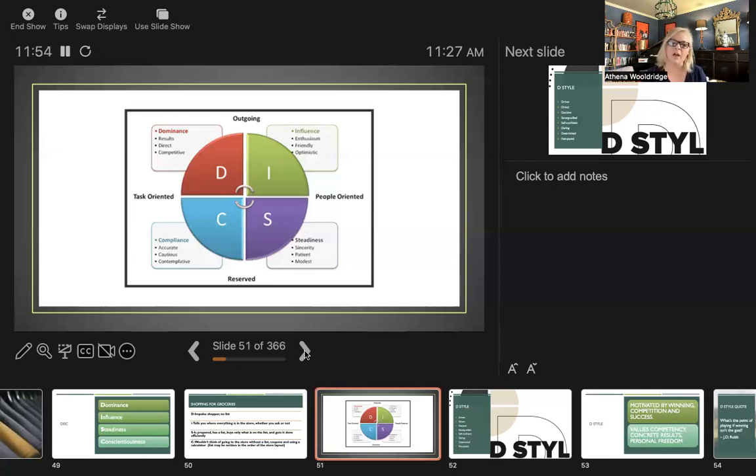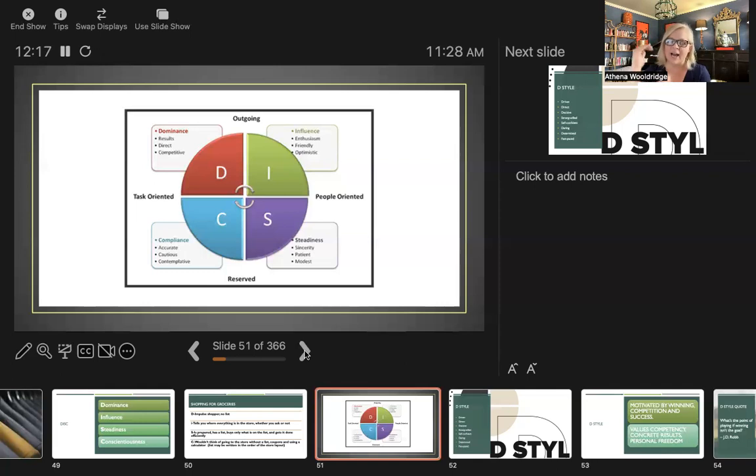Okay. So what if I am a C and an S? This says reserved. I don't know that I necessarily agree with that. I think these are just really solid, loyal people who make very fair, equitable decisions based on good information. So that SC, that's a very important role. And it's always good that we see so many people in that area.